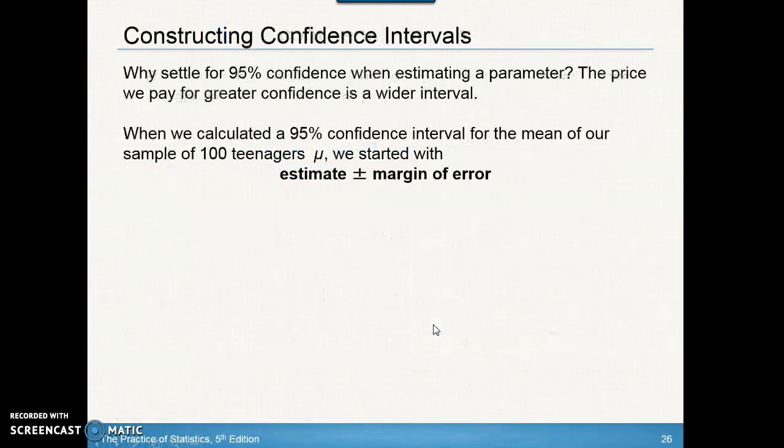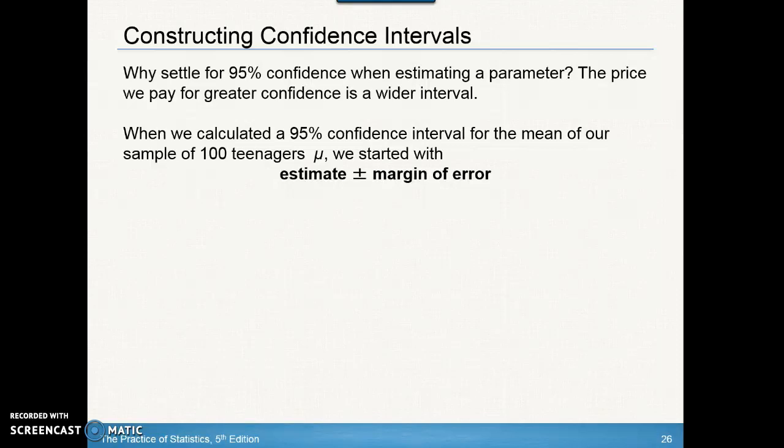All right, so why settle for a 95% confidence when estimating a parameter? The price that we pay for a greater confidence is a wider interval. So when we have a wider interval, it gives us a wider range of values where our true population mean or proportion would lie. So it's not as precise. I can't say exactly what it is. All right, so that's a wider interval.